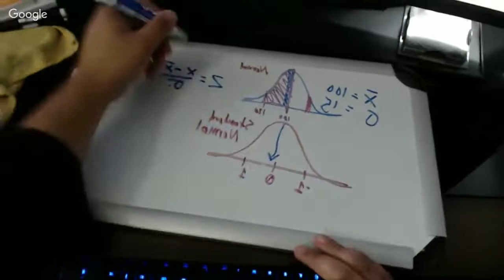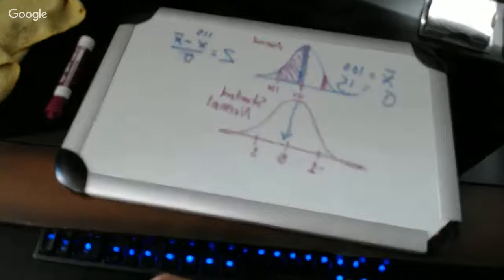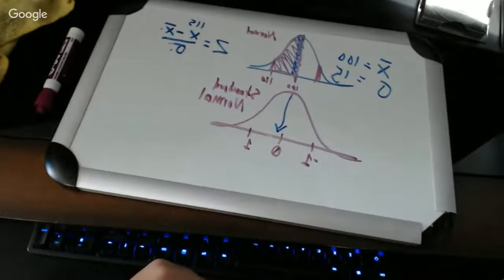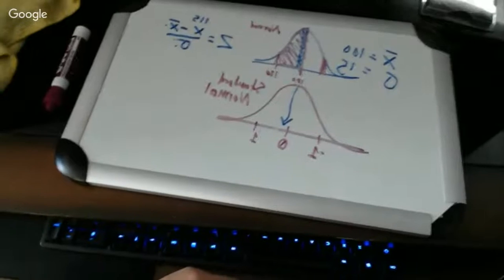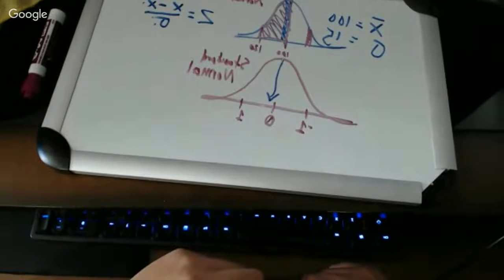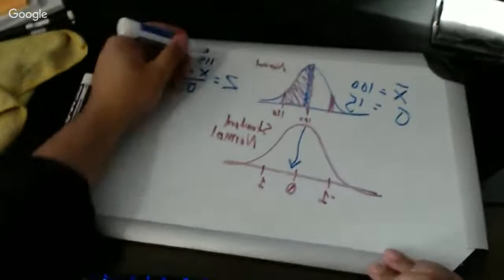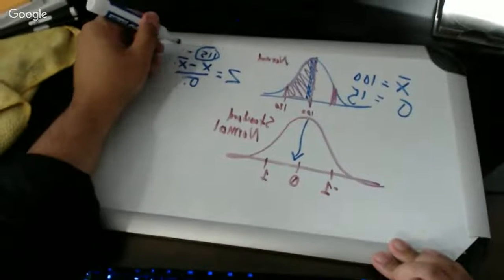So if I told you your x score is 115, what's your z-score now? Is it -1? Because you do 100 minus 115 divided by 15. Oh no, so here I'm saying your x score is 115. So it's actually 115 minus 100.